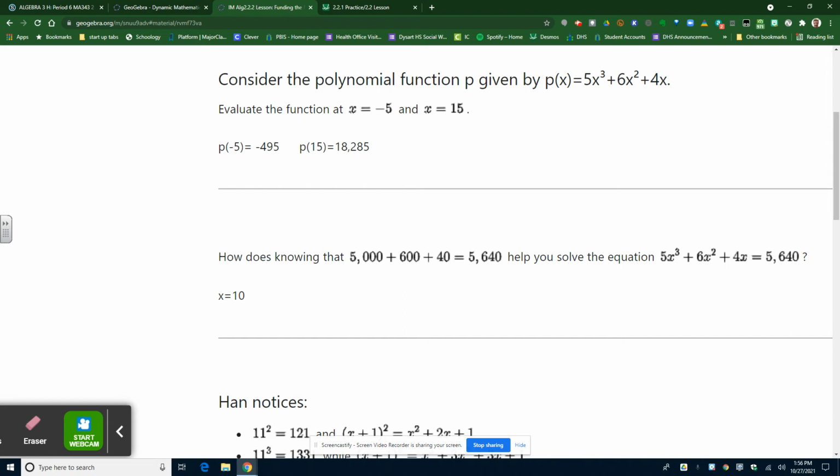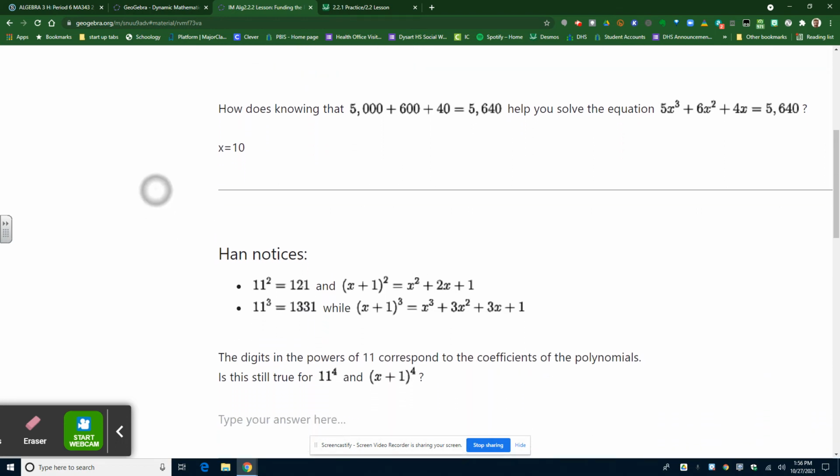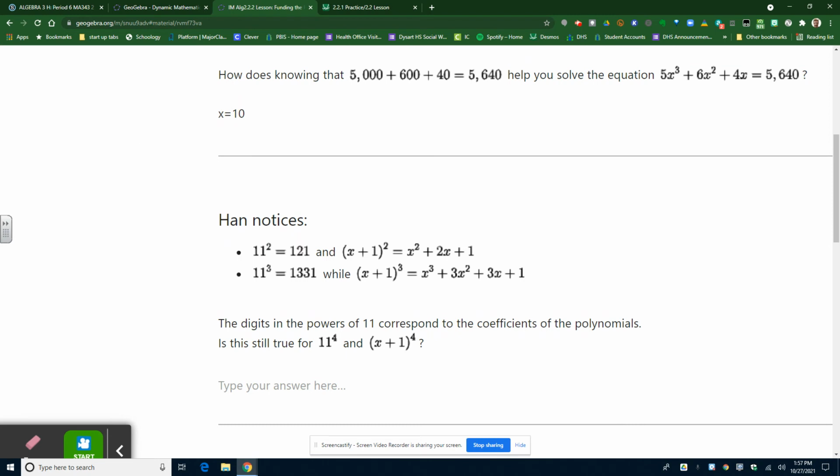Okay, no fancy process or method. I'm just using my expanded notation and my knowledge of powers of 10. Okay. Now we're going to take this and expand it a little bit more, make it a little bit more complicated. We're going to use stuff that you've done already.